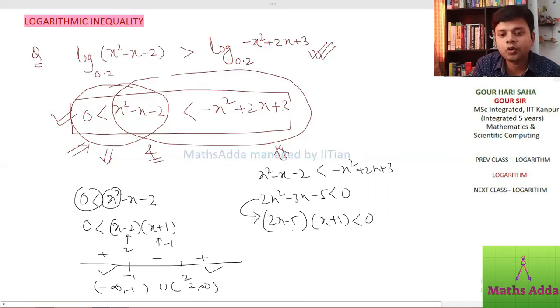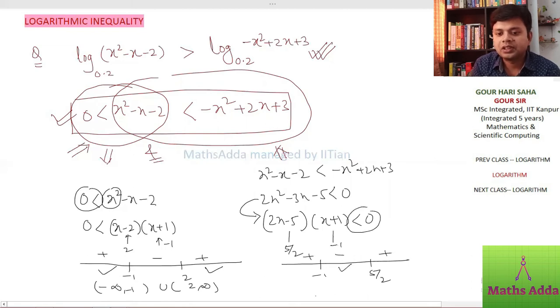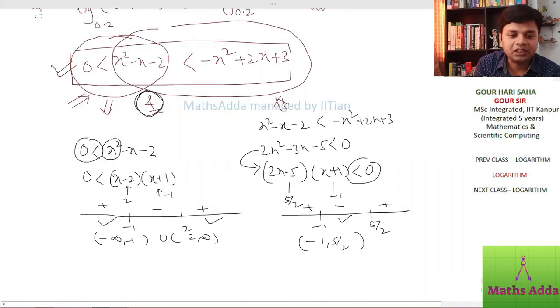Do that by yourself by splitting the middle term. Now what is the critical point? Critical points are 5 by 2 and minus 1. Plot the number line with minus 1 and 5 by 2. It is positive, negative, positive. You are looking for less than 0, so this is minus 1 to 5 by 2. Remember what did I tell you? This and means common answer. For common answer we take intersection.